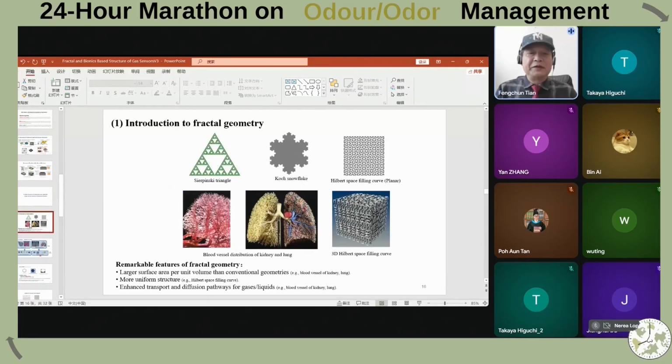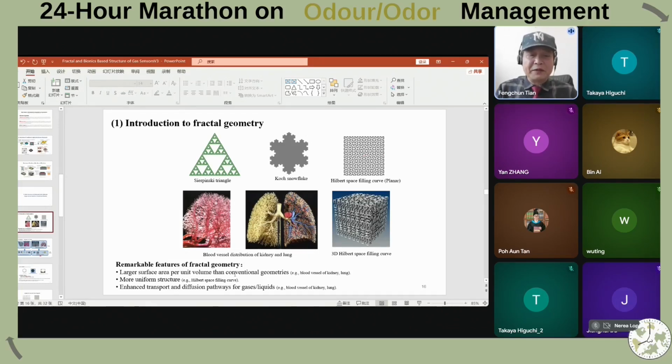First, I will give a brief introduction to fractal geometry. Here are some typical fractal geometry, such as Sierpinski triangle, Koch snowflake, Hilbert space filling curve, both for 2D and 3D, and also the blood vessel distribution of kidney and lung. They have the fractal geometry structure.